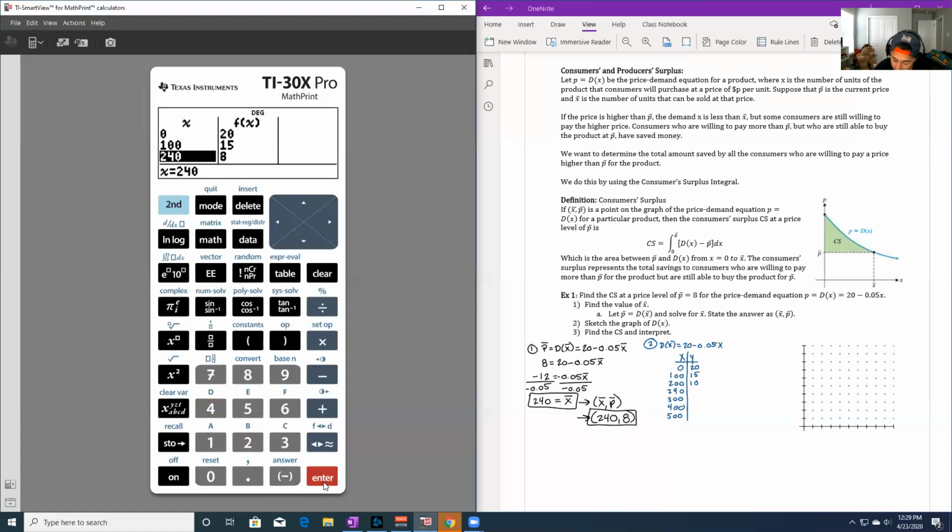That's what p-bar is, 8. 300, 5. And then 400 gives me 0. So we can actually stop here because price can't go below 0. So our y value, our p-bar value can't go below 0. Because if I type in 500, I get -5, and we don't need those values. We don't need anything that's going to be negative. Okay, so let's come to the graph and plot.